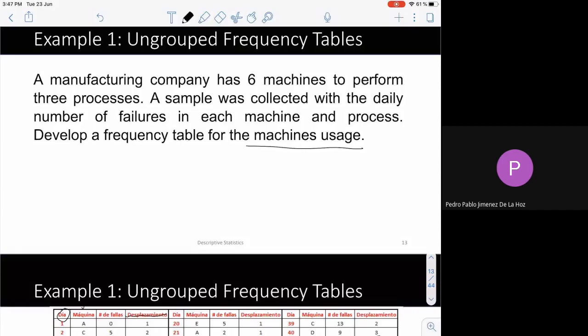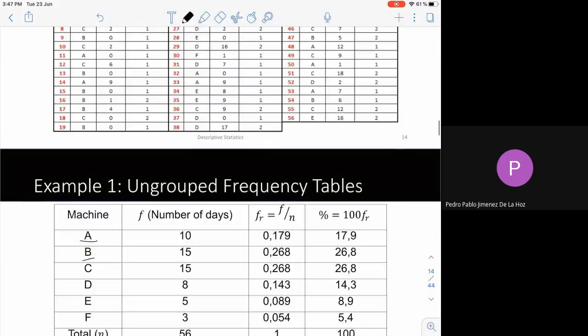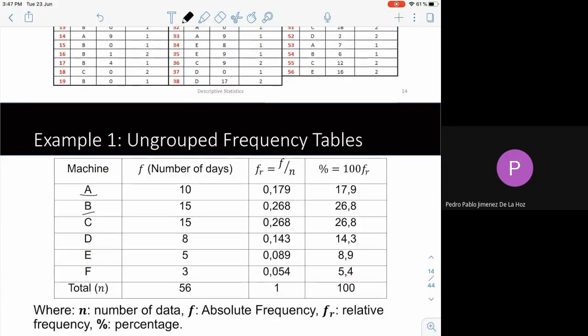We want to know the usage of the machine, meaning in how many days each machine was used. To create an ungrouped frequency table, the first thing we need is the outputs. Here the variable is machines, so we list all the possible values for the variable machine. Those values are A, B, C, D, E, and F. Those are the possible outcomes of the variable. That's a qualitative variable, so you just check which machine was used and that's it.